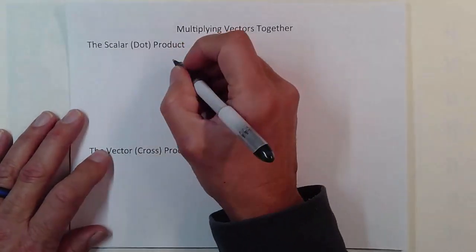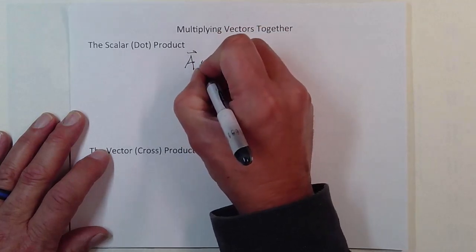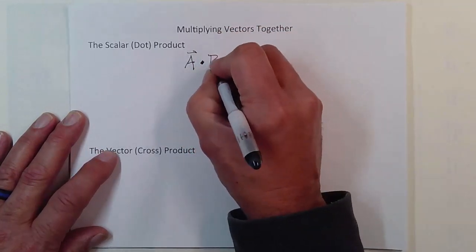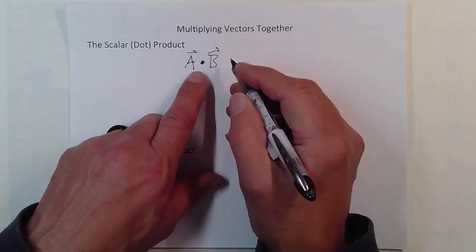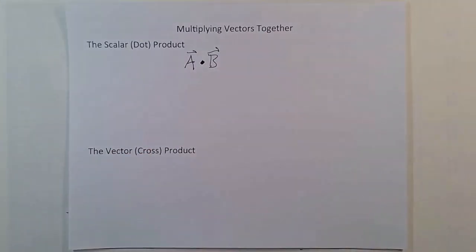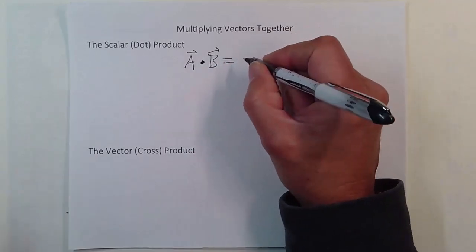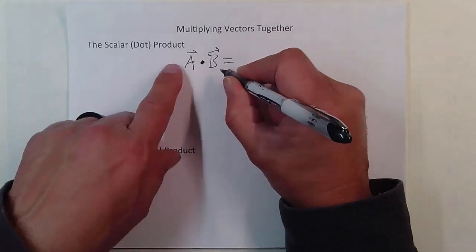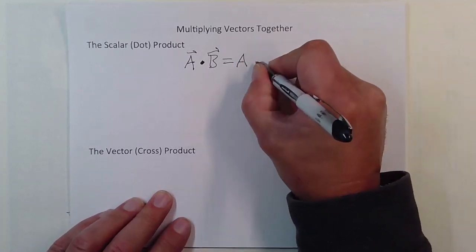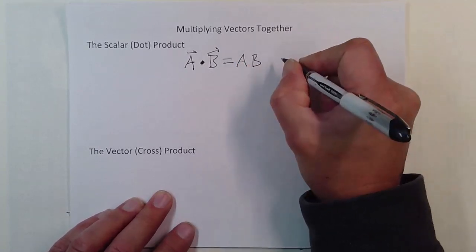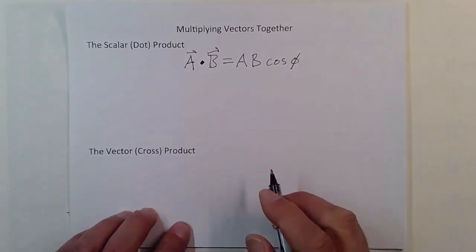Okay, the scalar or dot product between two vectors yields a scalar as the result, and the reason that we call it the dot product is because we just have a simple raised dot between the two vectors, and that signifies it. And the result is just a number. Now the number may have units depending on what the units of the vectors happen to be, but the result is this: the magnitude of vector A times the magnitude of vector B times the cosine of the angle between the two vectors.